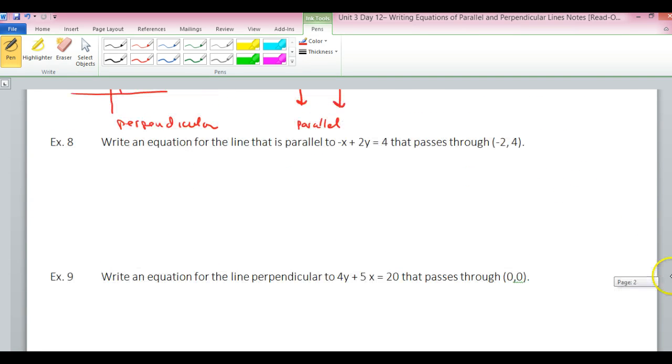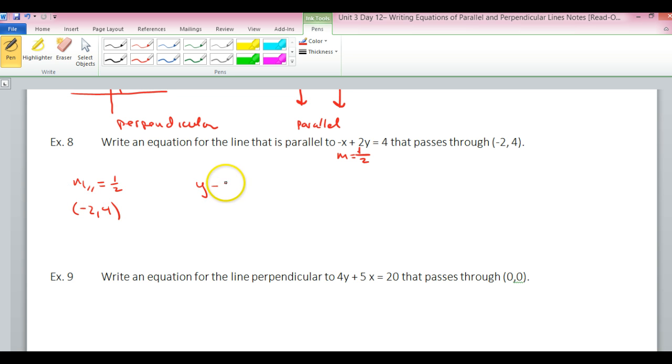Our last two. Write an equation for a line parallel to -x plus 2y equals 4. It passes through (-2, 4). Well, the slope of this would be the opposite of a, which is 1, over b, which is 2. The slope of that line is 1/2. The slope of my line parallel would also be 1/2. So in this case, slope is 1/2 through the point (-2, 4).